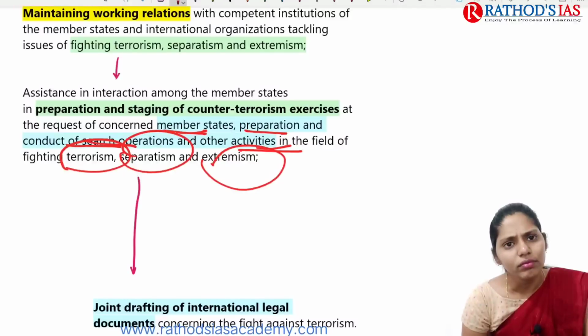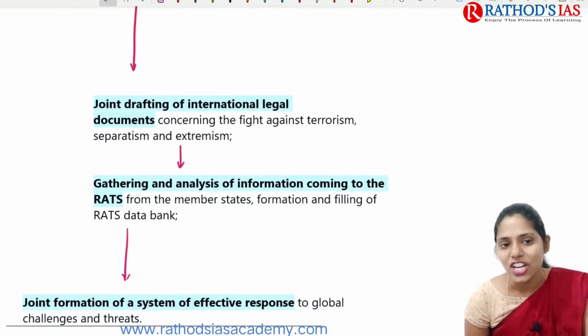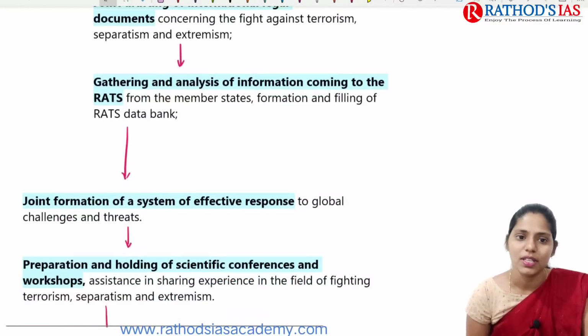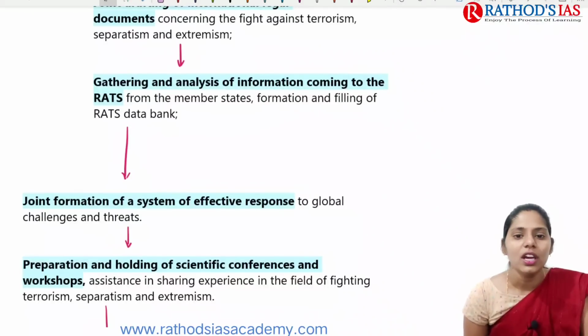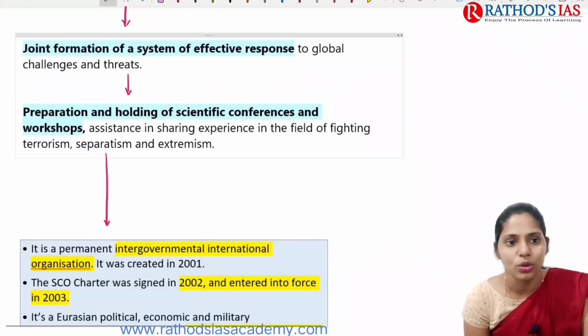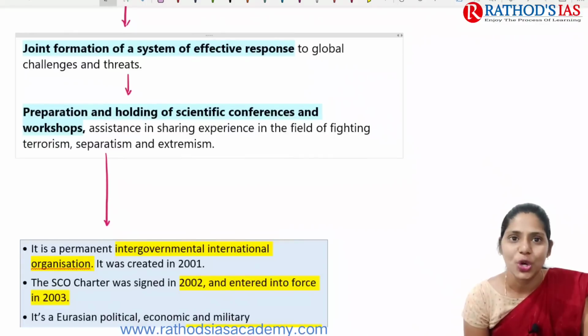It is mainly focusing on anti-terrorism exercises, and it is also coming up with joint drafting of international legal documents, especially focusing on fighting against terrorism, separatism and extremism, and it will also be gathering some analysis information. And the next one is that it also provides an effective response to global challenges and threats regarding terrorism, and it will also hold scientific conferences, workshops, and assistance in sharing experience, etc.